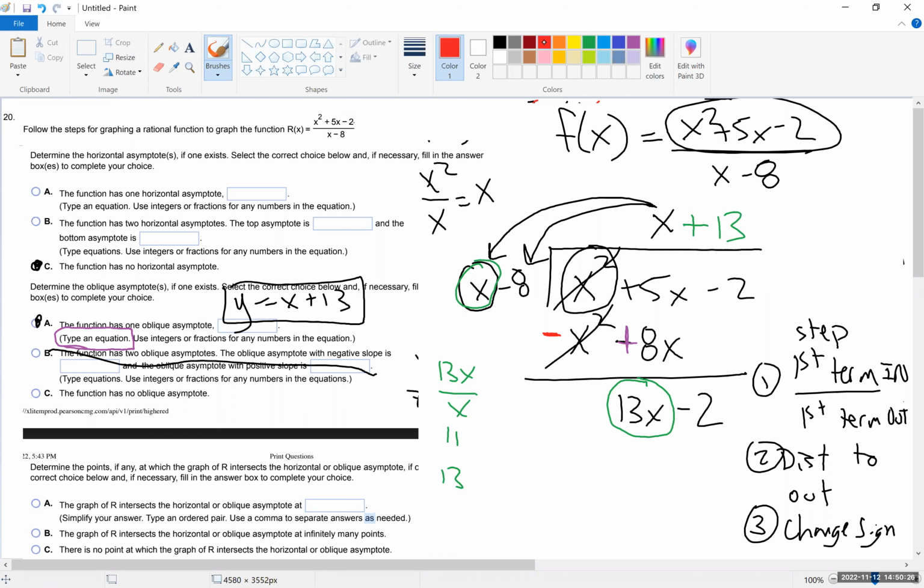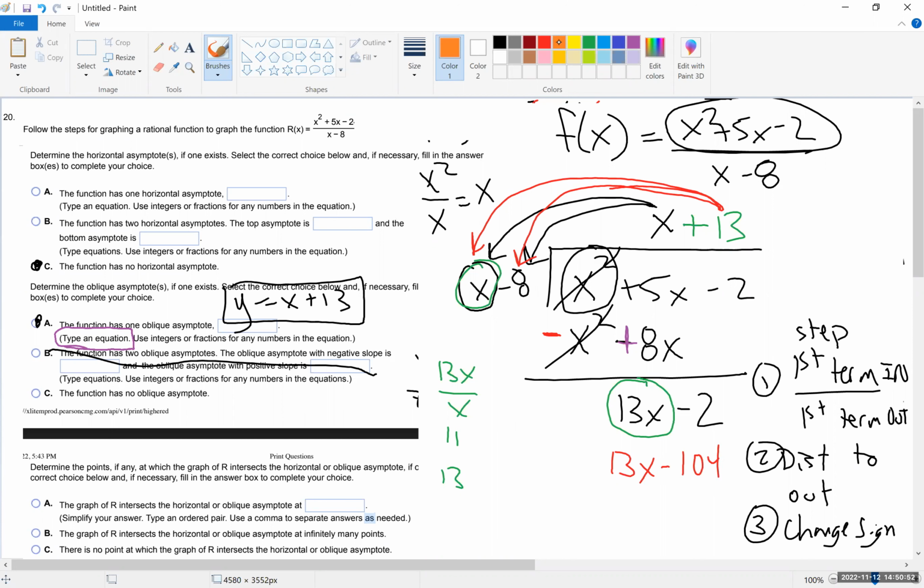Then we distribute. 13 times x is 13x. 13 times -8. All right. I'm going to cheat and use a calculator. It's not cheating. You can use a calculator the entire time, but it's going to be minus 104.